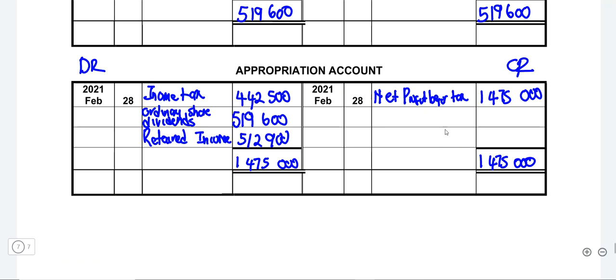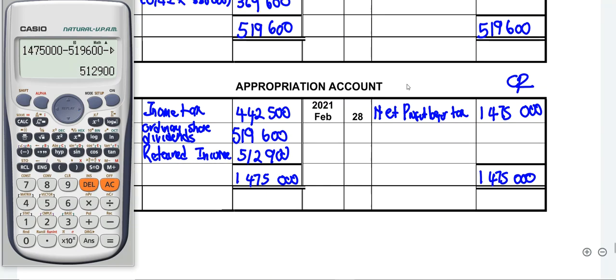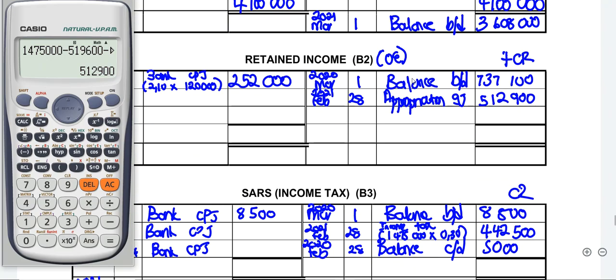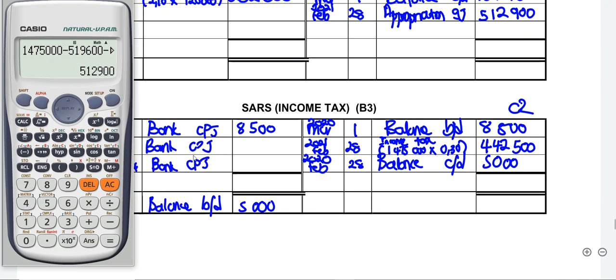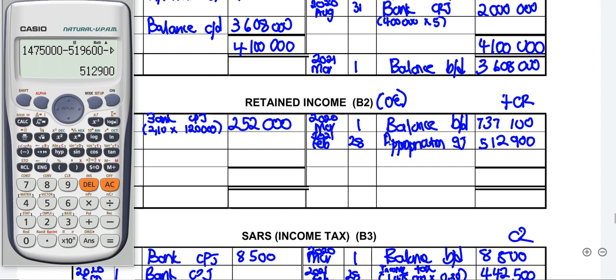Maybe let me confirm again. So remember 1,475,000 minus 519,600, and then also minus 442,500, then it gives us this amount that we have here. Then when we go to our retained income, okay, before we do that, we forgot to close off our SARS income tax, but we can do it still at the end. It is still fine since we are now dealing with the retained income.